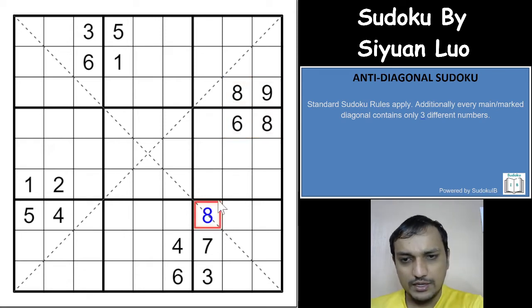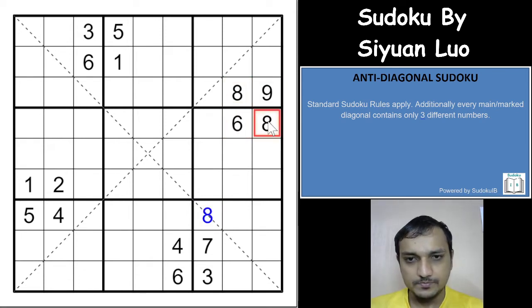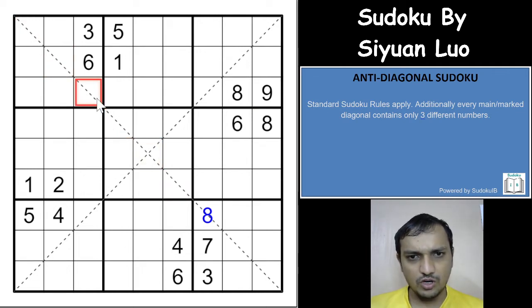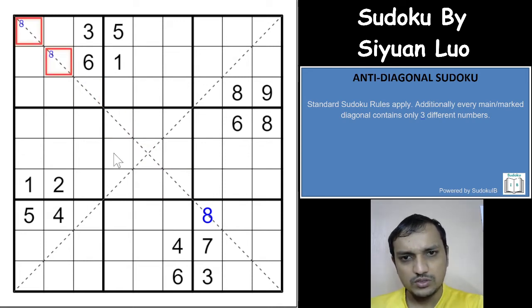This would have to be an 8 because of the 8 here and 8 here. So we know that this diagonal has an 8, right? So this cannot be an 8. One of the 8s would have to be in one of these 2 cells, and 8 would have to be in one of these 2 cells, right?